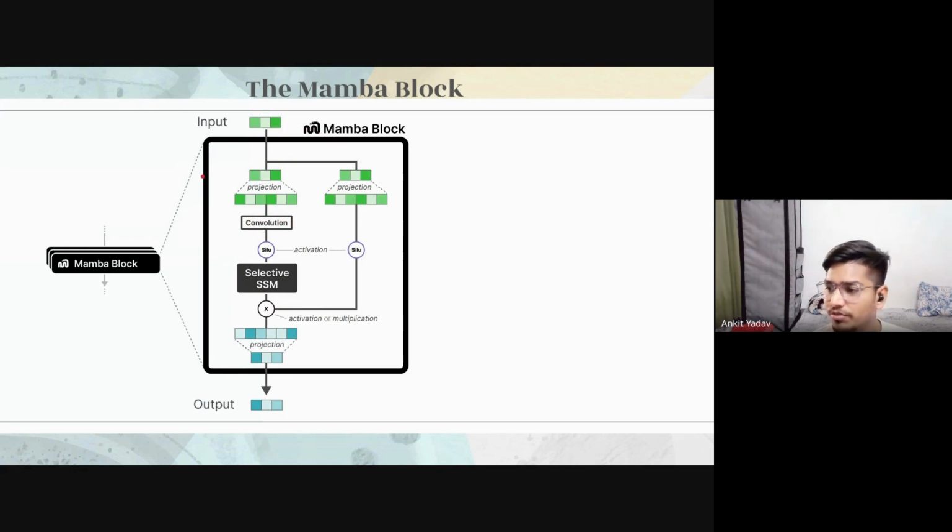We have seen this before. There's a bit of confusion with me also about whether they are finally using this convolution for pre-training or not. But this selective SSM, or the S6 model, is there. This is for sure they are using. So this SSM model they are using, and again they are projecting back as an output.